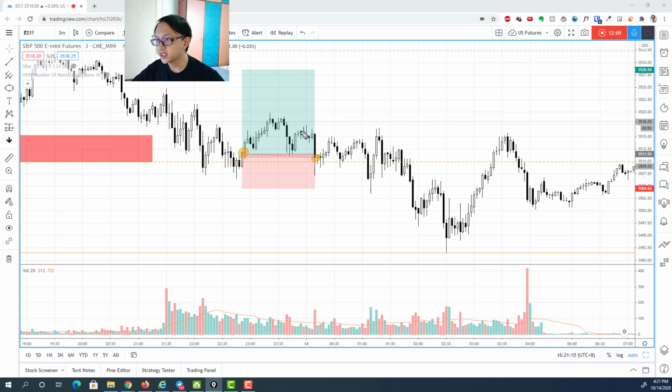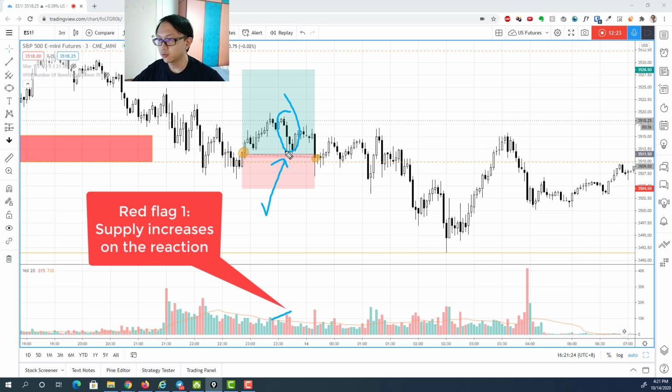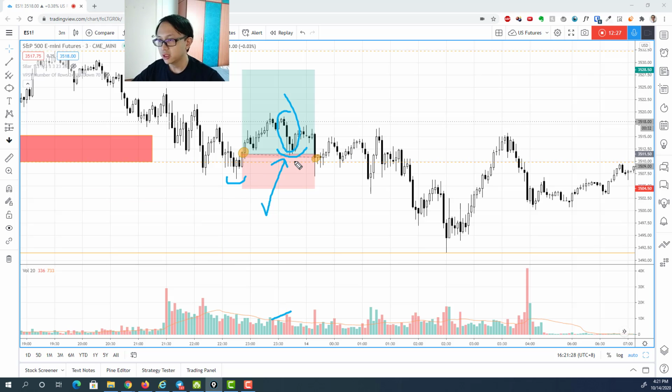So I just waited until I spotted this reaction, the pullback with the increase of supply. This is the first red flag to me, because although we have still seen a higher low, higher low, and in terms of structure there's still no problem, in terms of supply I'm not very comfortable, because there's an increase of supply together with the down move.